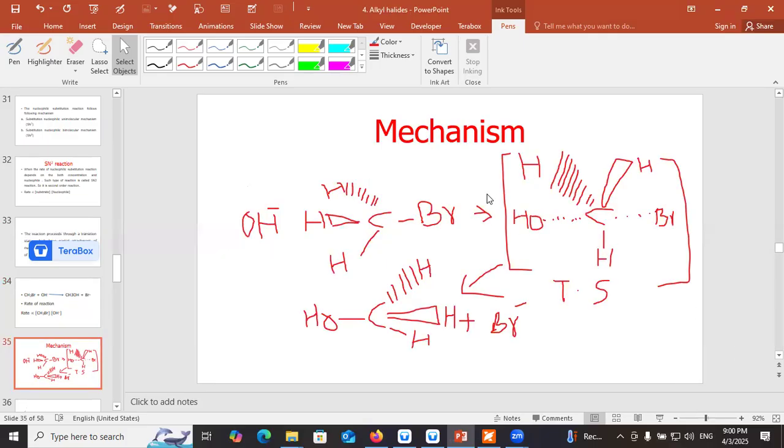The mechanism: the hydroxide attacks this carbon, and this is the transition state. In the transition state, the carbon-oxygen bond is forming, and the carbon-bromine bond is going to break down. And after the transition state, it produces alcohol. This is the inversion of configuration.